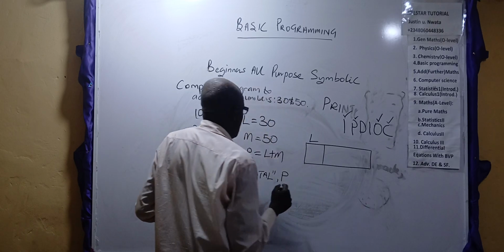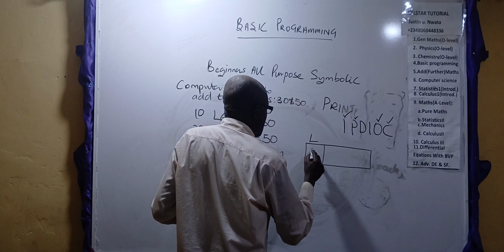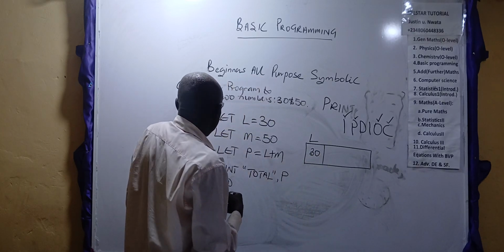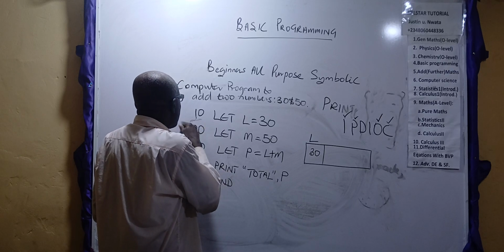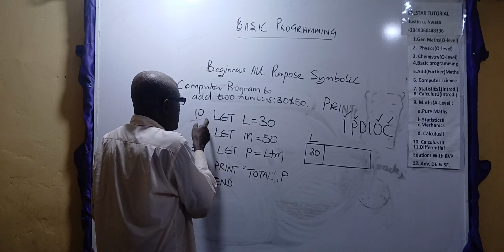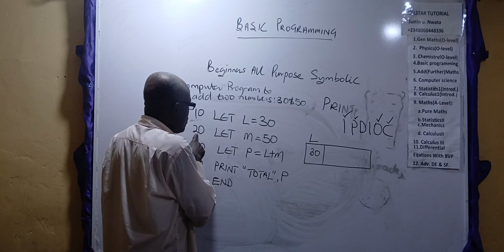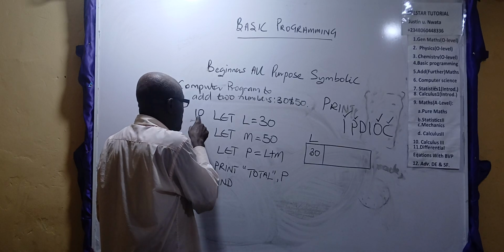Call it L and put 30 inside it. It has done that one. Now after 10, if you look for another number close to 10, if it's 11, you go to 11. If it's 12, you go to 12. If it's 13... after 10, the next number here is 20.